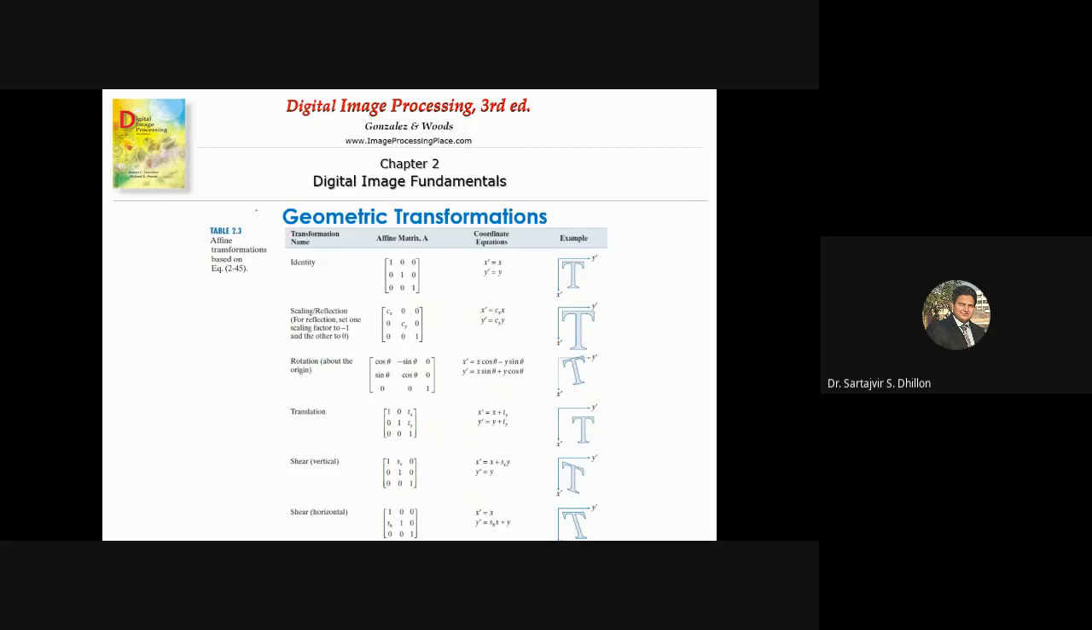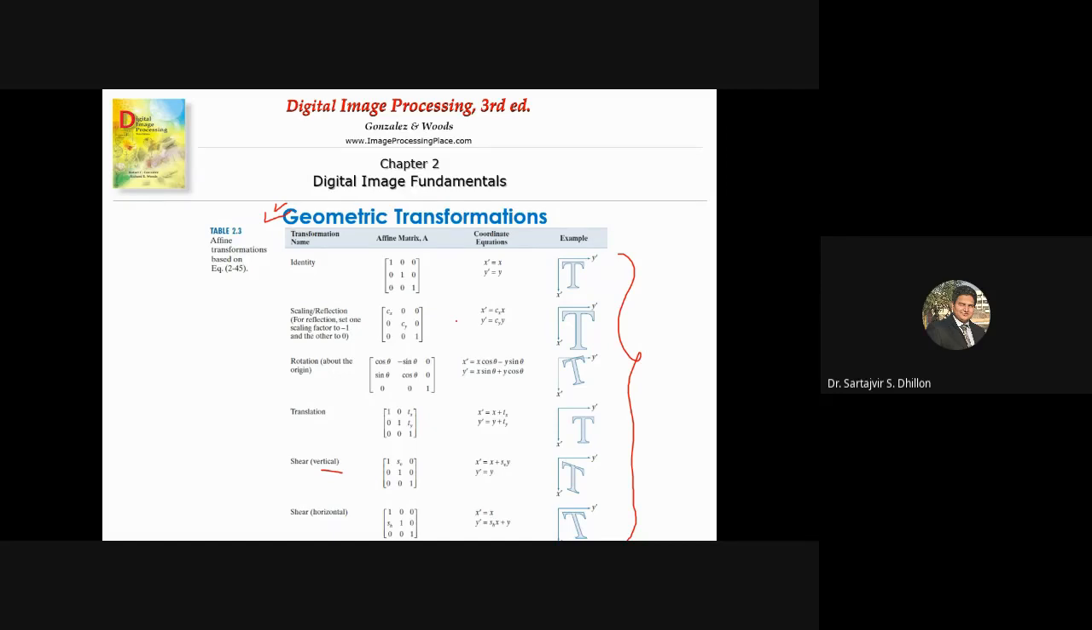Now, another operation you can perform over the digital image is a geometric transformation, and this involves a rotation, a translation, rotating vertically or horizontally with the help of these matrices and equations. You will get this type of output, which is referred to as a geometric transformation. And there are a lot of applications of geometric transformations.